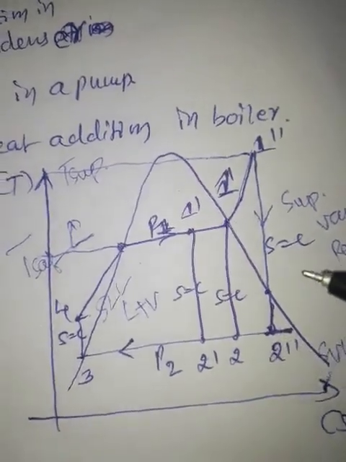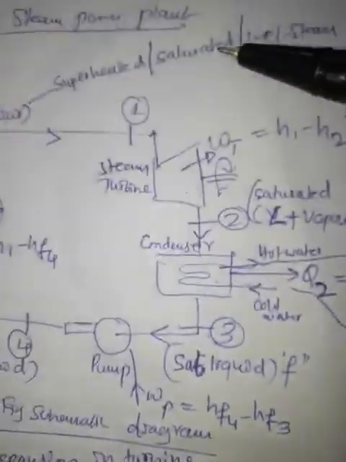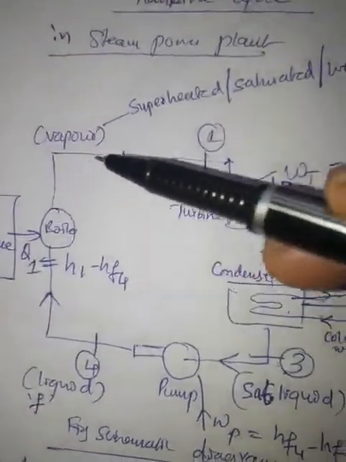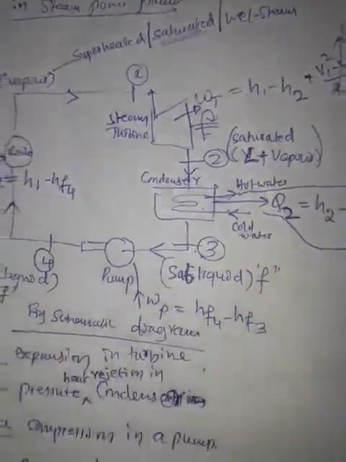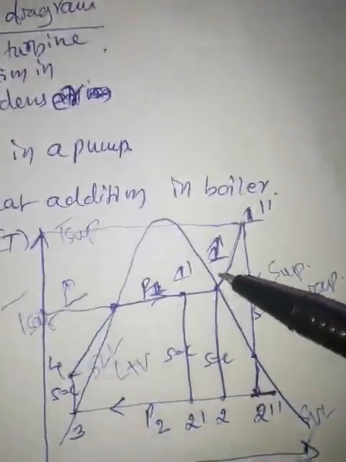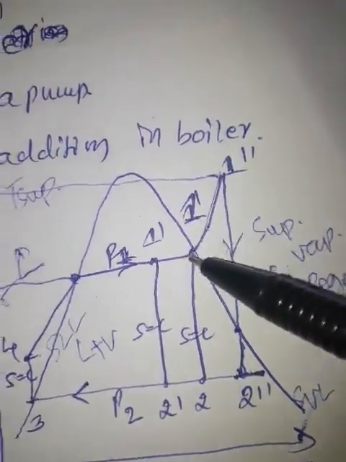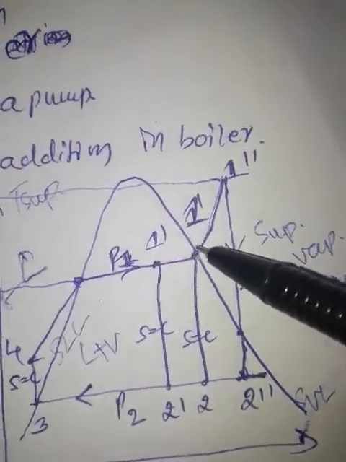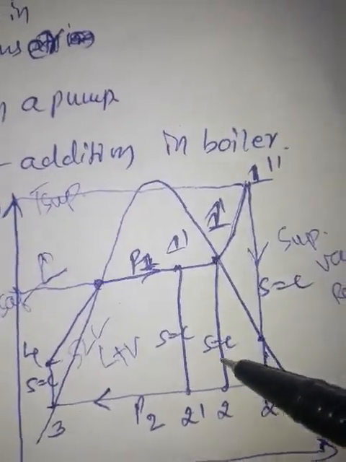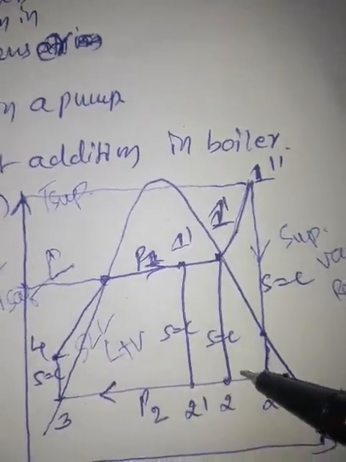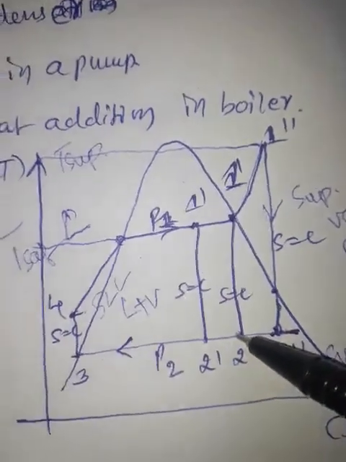Now let us take the same TS diagram when the condition of the steam at the turbine inlet, or boiler outlet, is saturated. When the steam is saturated steam, the condition is always marked on the saturated vapor line. So this is state 1 at the inlet of the turbine. The steam enters as a saturated vapor, then undergoes expansion. At the turbine outlet it must be wet, so it comes out at state 2 as wet steam.